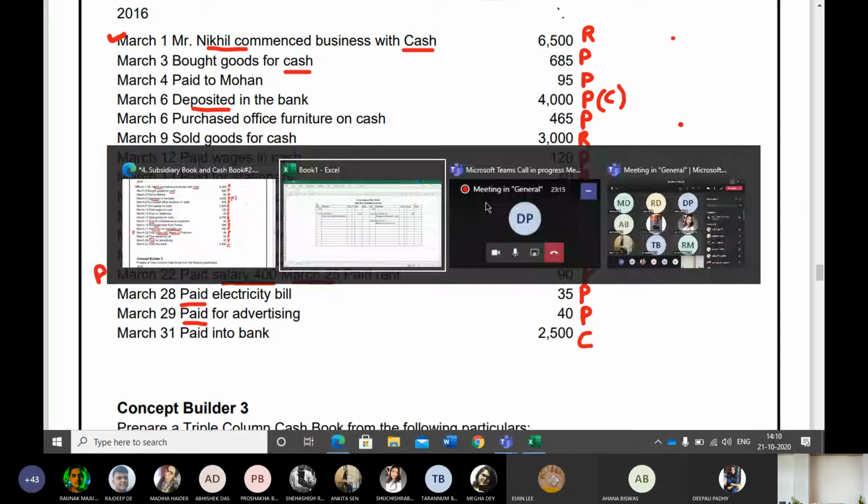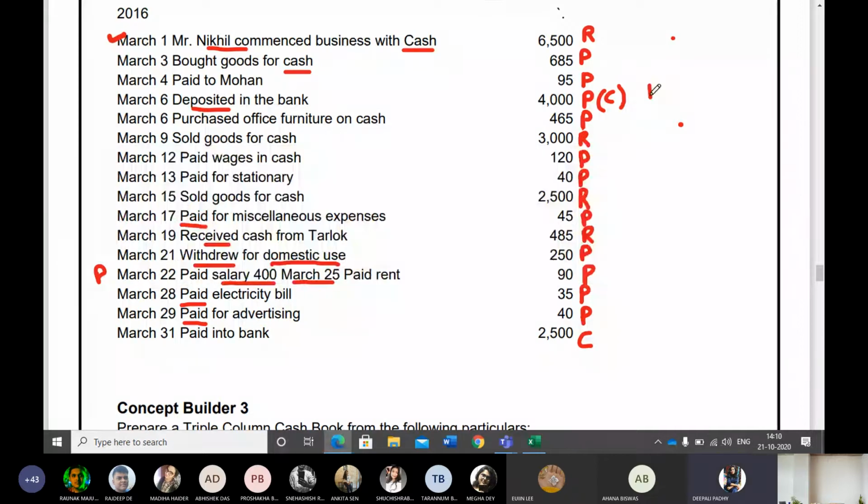Next, deposited cash into bank. Now, for this, what should be the entry? Bank to cash, or cash to bank? This will be bank account debit to cash.